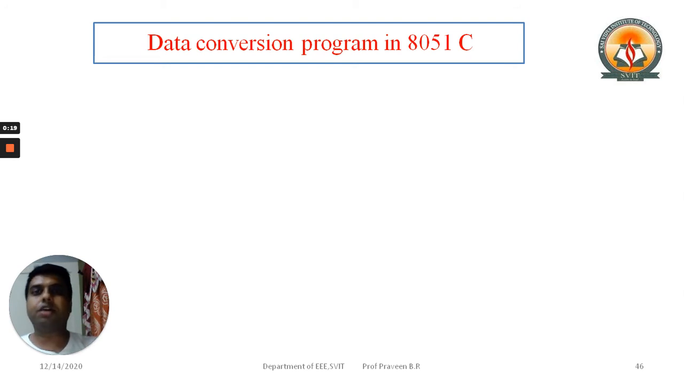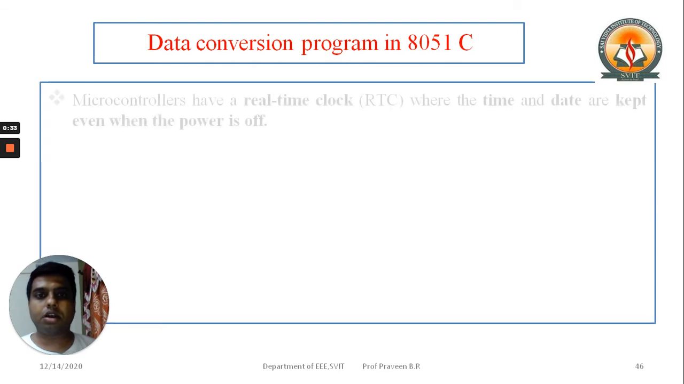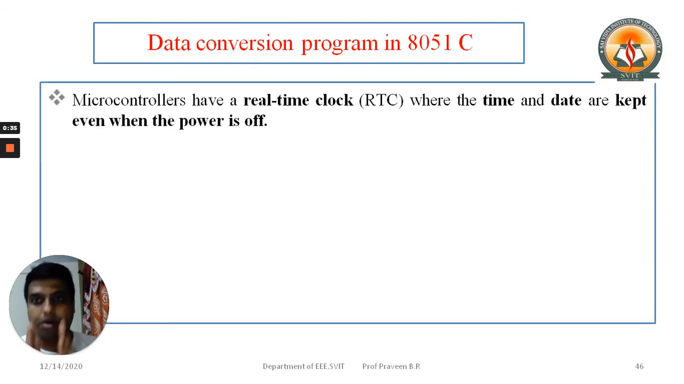In today's session, we are going to do module number 3. Under module number 3, we are doing data conversion programs in the 8051 microcontroller. We will see how to convert a binary number into a BCD number, how to convert a BCD number back to binary, how to convert a BCD to an ASCII, and how to convert an ASCII to BCD. Similarly, the different types of conversion.